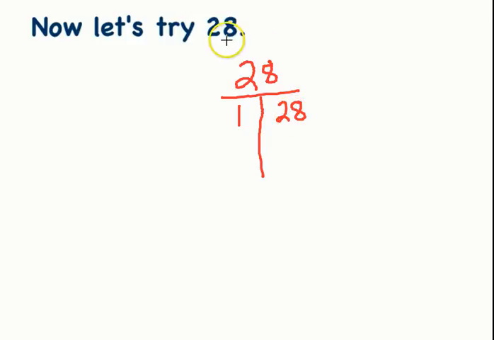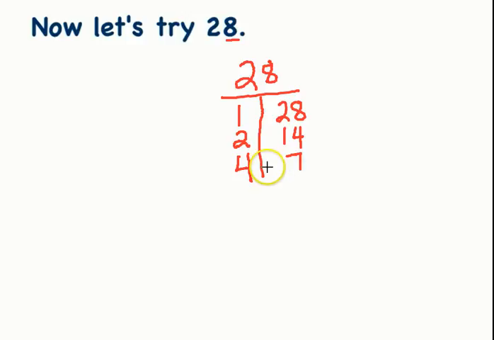Well, 28 ends with an 8, and that's even. So I know I'm going to be able to use 2. Can you figure out how many times it would take 2 to get to 28? 14. Very good. Let's see. I want you to pause the video and see if you can come up with any other ways to make 28. All right, let's see if you came up with the last one.